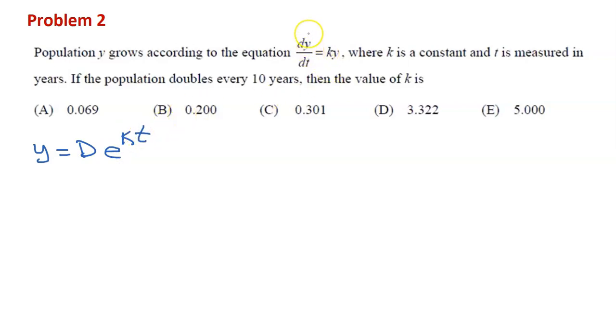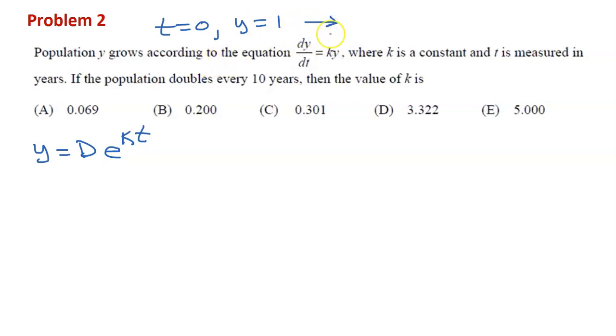So anytime the rate of change of a quantity is proportional to itself, you can jump straight to this solution. We are told that the population doubles every 10 years. Let's pick some hypothetical values of population and time to help us solve for k. For example, let's say when time is equal to 0, the population is 1. I know that's a silly number, but I'd like to keep the numbers small.